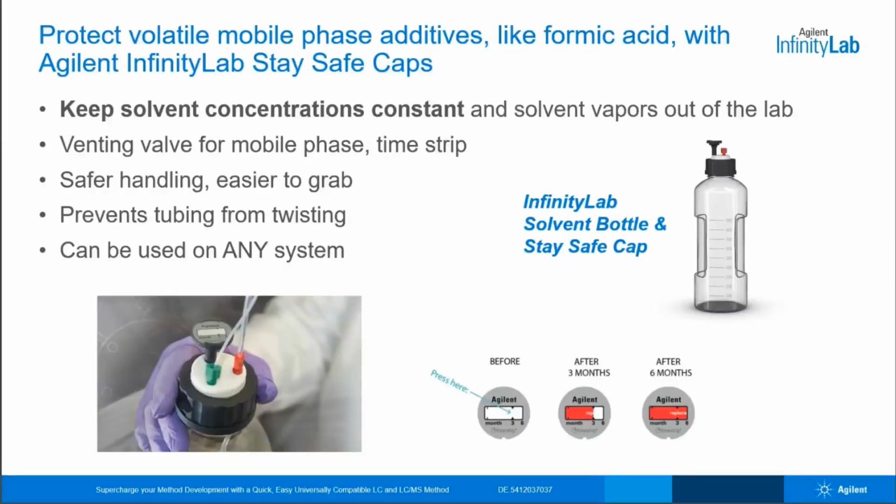I mentioned the volatility of formic acid as a potential concern. These Stay Safe caps can help. While their original intention was to keep solvent vapours out of the lab for your safety, they also have the added bonus of significantly slowing evaporation of your mobile phases. The caps are sealed but vented, so you can be sure that your mobile phase composition isn't changing over time. And the handy time strip tells you when you need to change the filter.